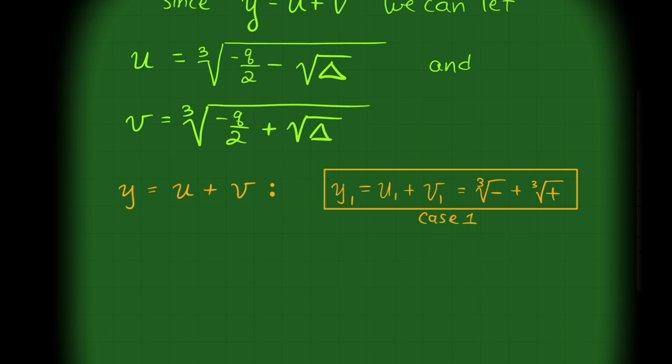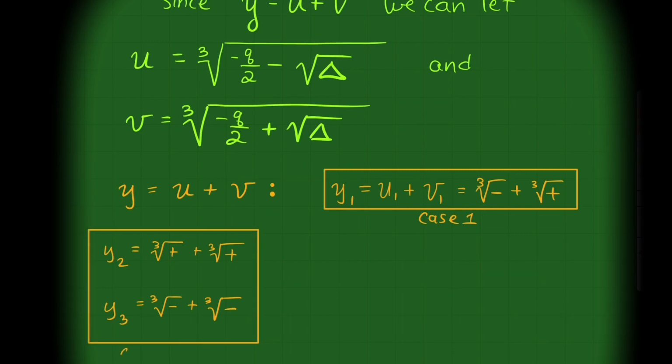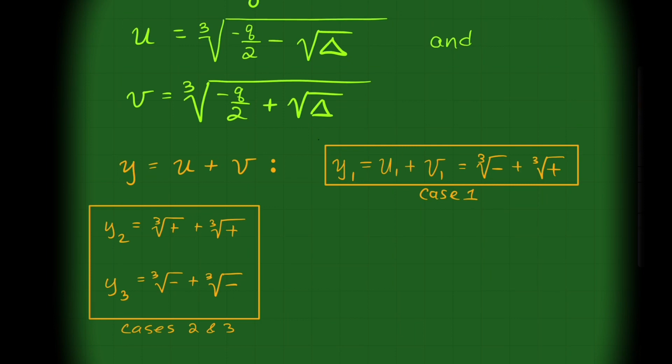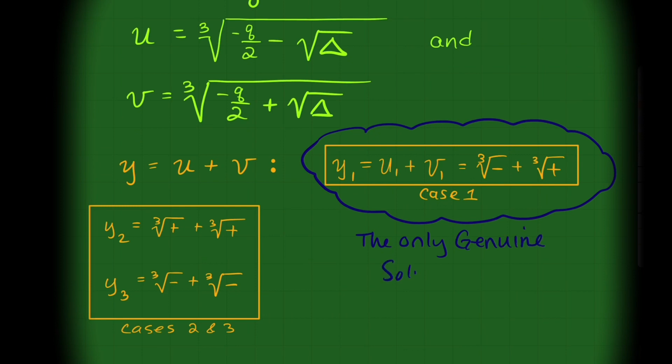Now if we consider that's case 1, there are some other combinations we could put together for u and v. Namely, what if we put together two positive cube roots or two negative cube roots? Playing around with the plus or minus inside the cube root. So those cases, call them case 2 and 3. If we examine how they play out, we realize they do not represent legitimate solutions to our equation, and the only genuine solution to our equation is this first one, u1 plus v1, which is the sum of a negative cube root and the positive cube root.